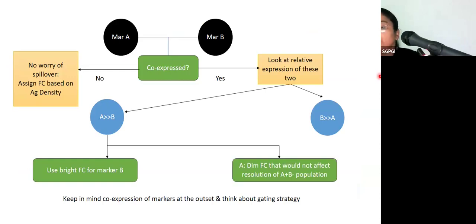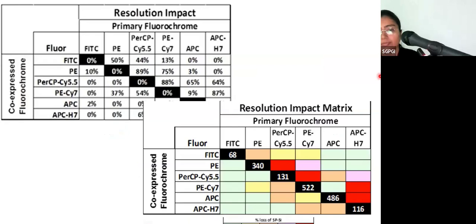And you'd use a marker that should not affect the resolution of the single A positive population. You don't want a marker which is too dim, so that you cannot resolve A positive from A negative as well. And these are the resolution impact matrices which many companies will give you. The red areas are the overlaps which you should avoid for co-expressed markers.